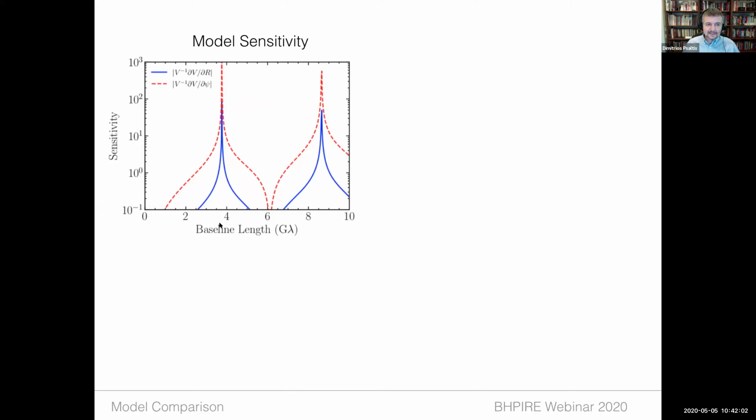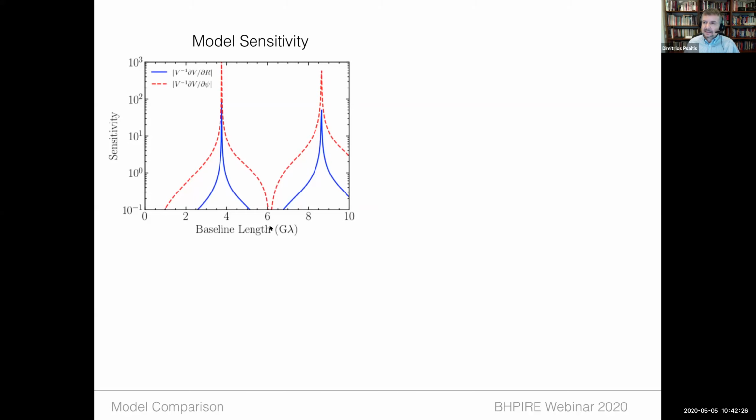And what you see is that, instead of what would have been the case for a linear model, our model predictions have very high sensitivity based on baseline length. Those big peaks are the location of the minima, and the big troughs are the location of the maxima, which means that here it's going to be about 10 to the minus 2 at 6 gigalambda.